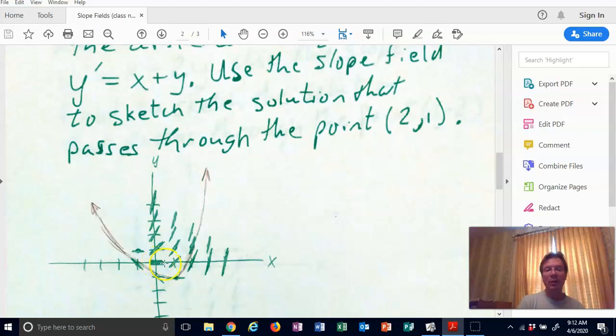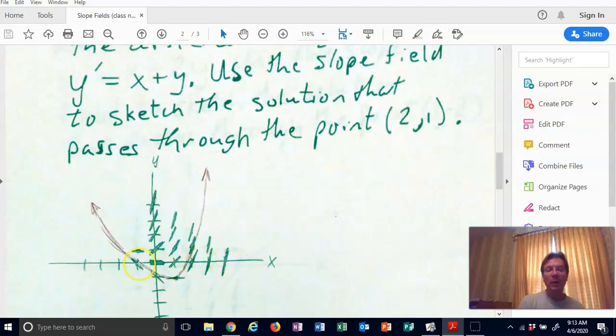Let me go along the positive x-axis right now. So if I go to the point 1, 0, x is 1, y is 0, 1 plus 0 is still 1, the slope is 1. So I have the slope of 1 here. If I move to the point 2, 0, all I've done is make x 1 more. Y didn't change, so now I have a slope of 2, move on out to here, a slope of 3, and a slope of 4. So it's getting steeper and steeper and steeper.